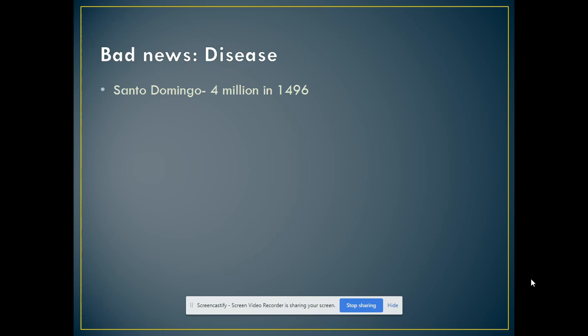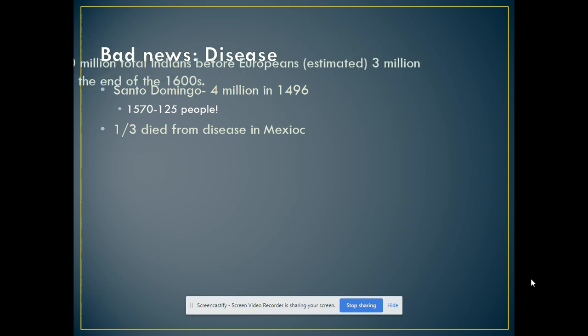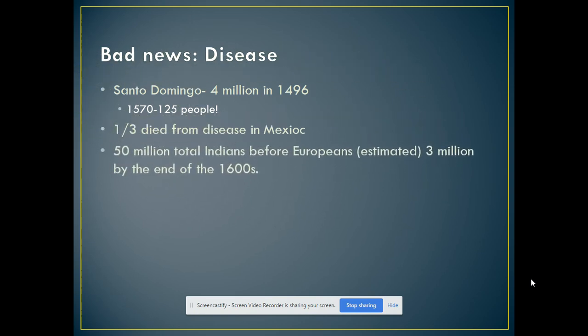Santo Domingo, where Haiti and the Dominican Republic are today, had 4 million Native Americans in 1496. Less than 100 years later, you got down to 125 people. That's all the Native Americans that are left in less than 100 years because of smallpox. It is the biggest killer of world history, period. Okay, that's a typo on my part. So it's Mexico. Okay, 50 million total Indians before Europeans, estimated. About 3 million by the end of the 1600s. Now, their population does stabilize to about 7.5 million by the 1700s because they eventually develop immunities.